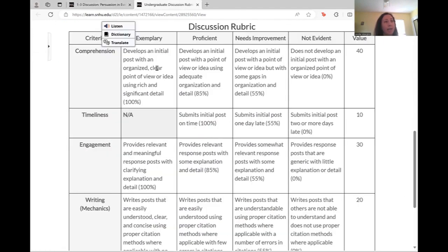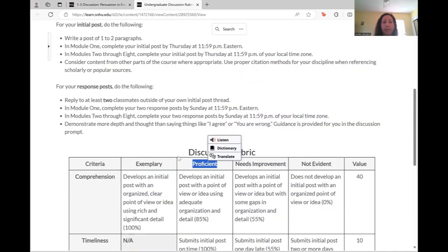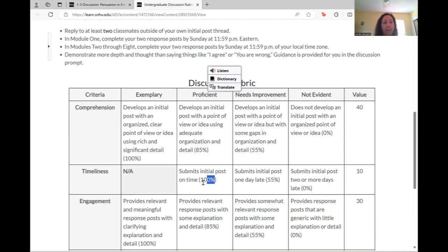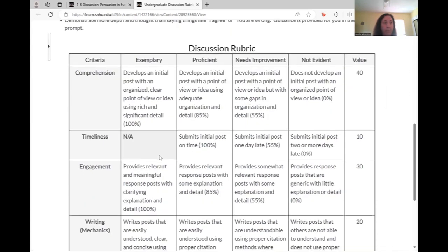The next category on the discussion board rubric is timeliness. This is only 10 points of the overall grade, but that doesn't make it any less important. You'll notice that this is the only category that doesn't have exemplary on the scale. The reason for this is you cannot go above and beyond on timeliness. So proficient is 100%. There is no extra credit for being early.